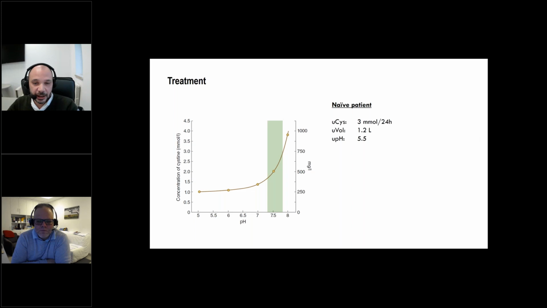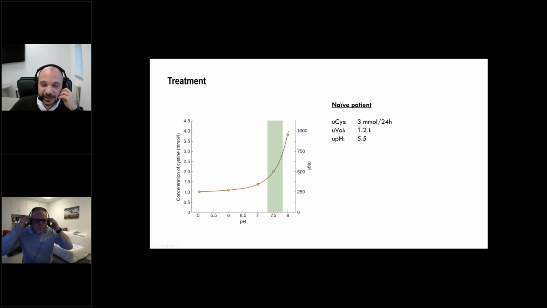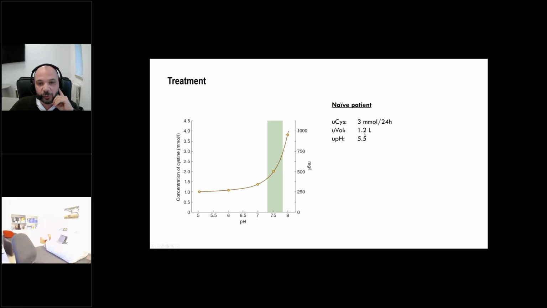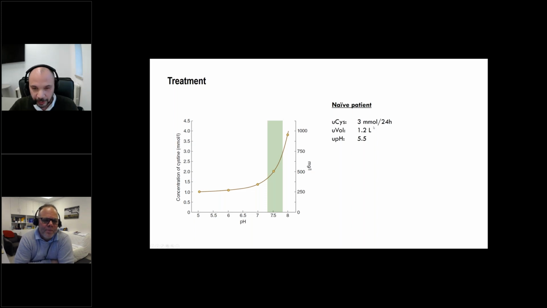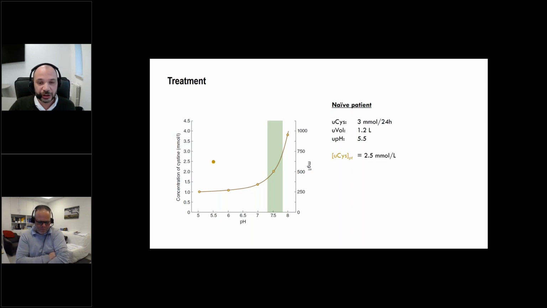So let's take these concepts and see a vignette of a naive patient who has just been diagnosed. He or she will have urinary cystine excretion of 3 millimoles per day, urine volume of 1.2 liters, and a urine pH of 5.5, which are values that are very common in the general population. So according to the urinary excretion and urinary volume, the urinary concentration of cystine of this patient will be 2.5 millimoles per liter, as plotted here on the left.